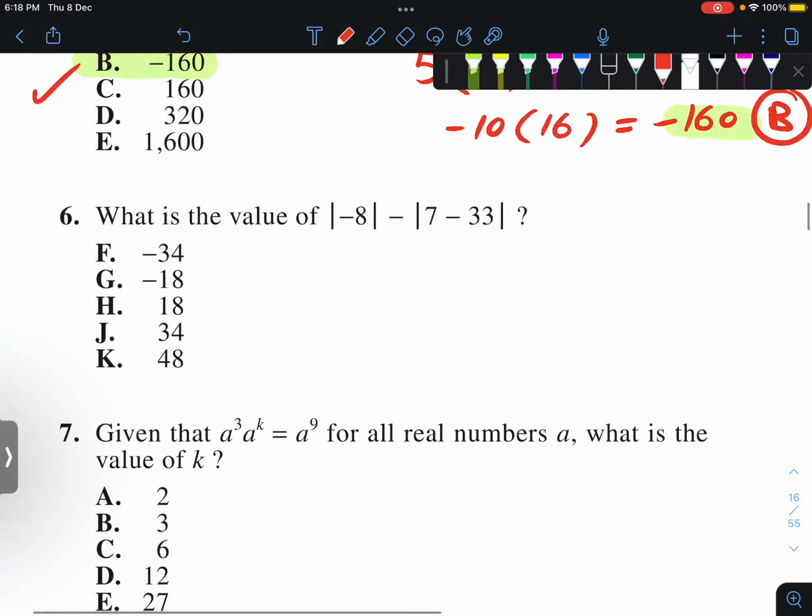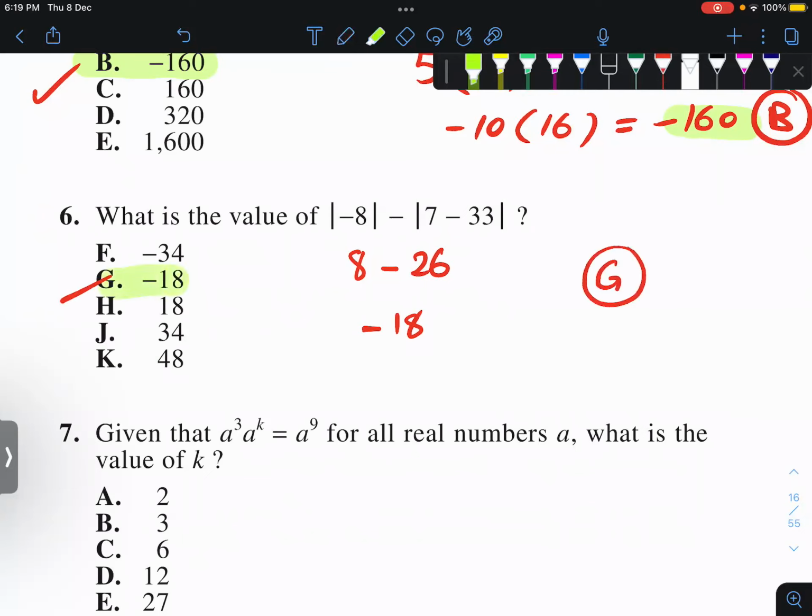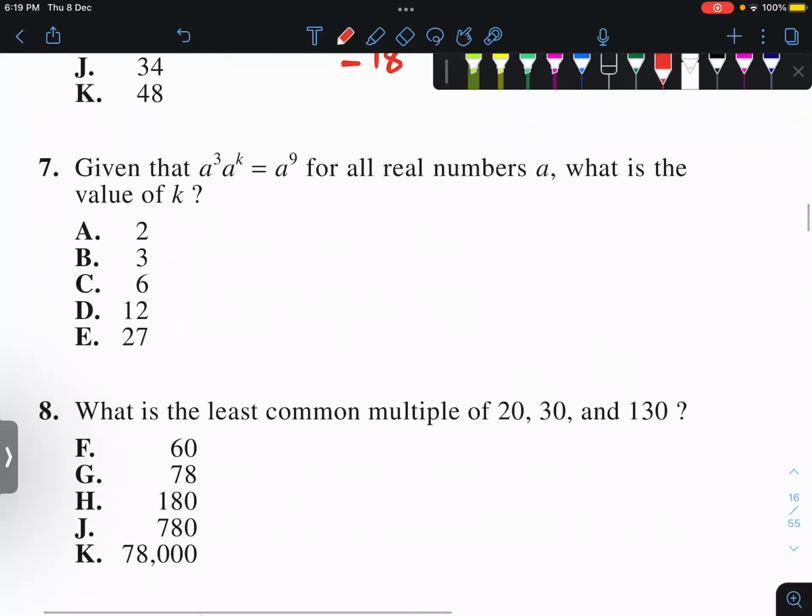Next question. What is the value of absolute value negative 8 minus absolute value 7 minus 33? Here it gives 8 and here it gives 7 minus 33, which is negative 26. So it's here positive 8 minus 26, it's a negative 18, right? So the answer is G. Correct? Yes. Thank you.